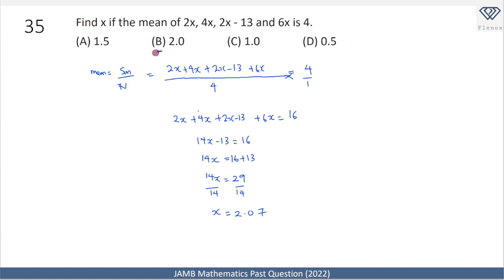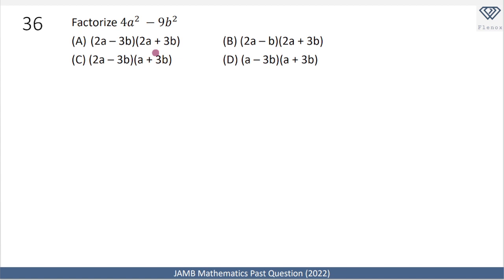Moving on to the next question, we are told to factorize these two expressions. Now this is a classic case of the difference of two squares. If you remember, our difference of two squares method says that if you have x squared minus y squared, we can write it as x minus y times x plus y. So we're going to apply that same concept here, but first we need to rewrite this properly.